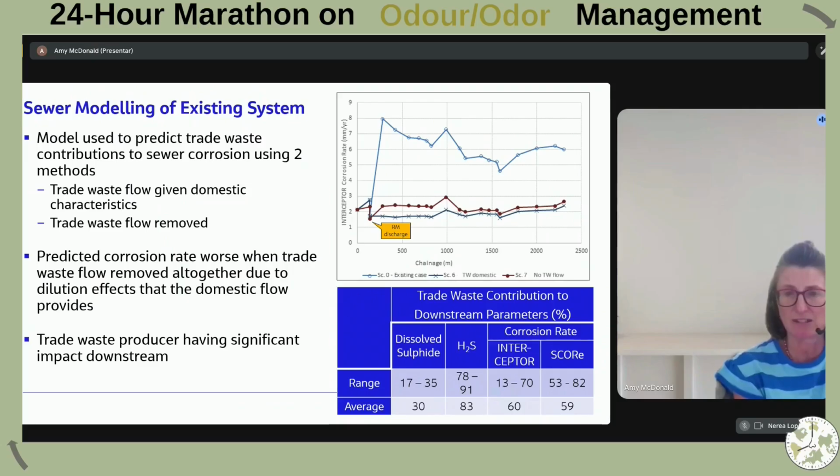These modelling results can also be useful for utilities to allow them to assign some of the costs associated with downstream corrosion and odour mitigation back to the trade waste producer.